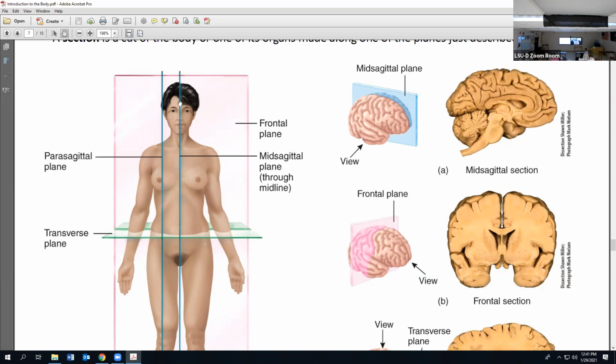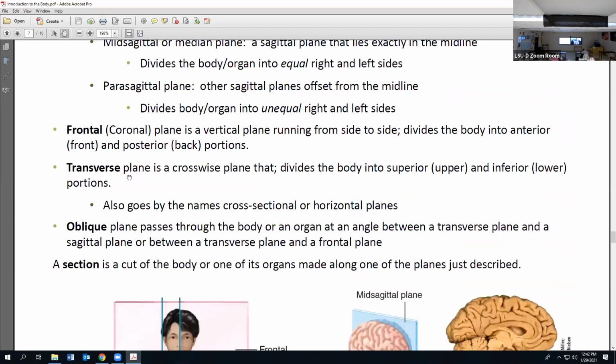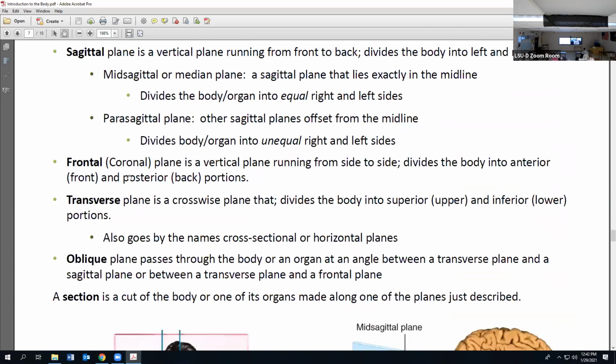Okay. If the plane runs right down the middle of the body or the organ, we'd call it a mid-sagittal plane. Okay? Mid for middle. Pretty straightforward there. If it's off to the side and thus creates unequal left and right sides, we'd call it a parasagittal plane. Hopefully pretty straightforward there. Okay.